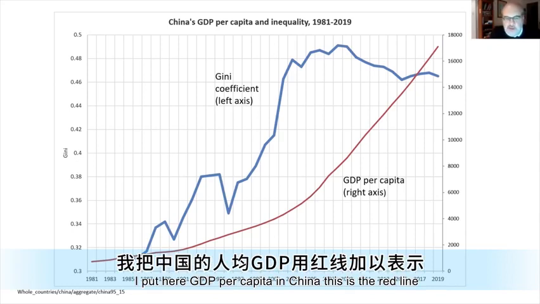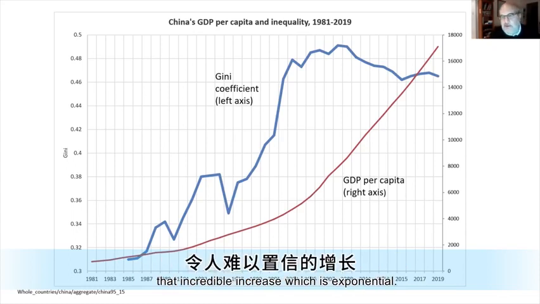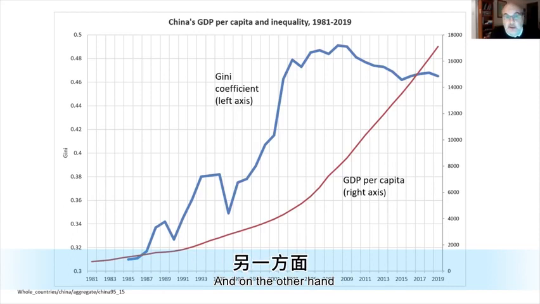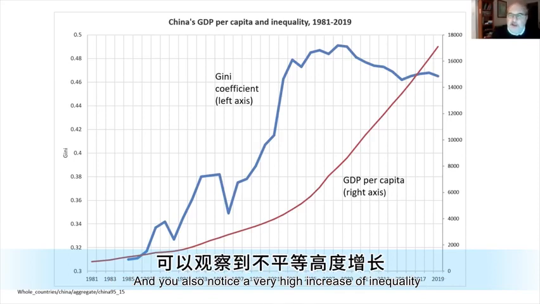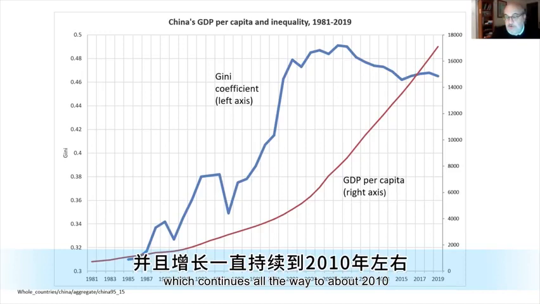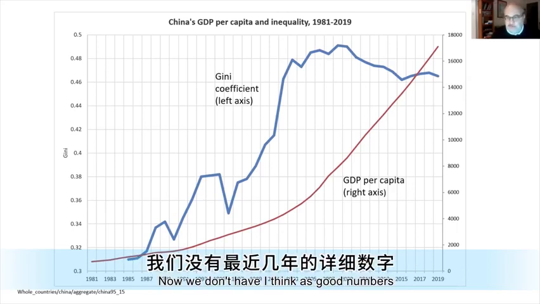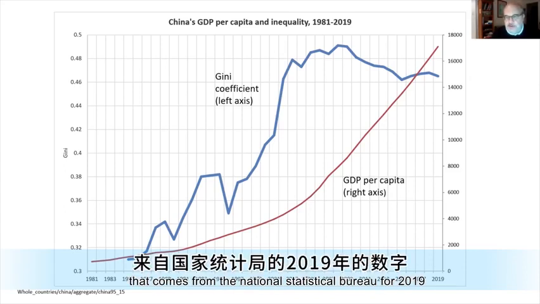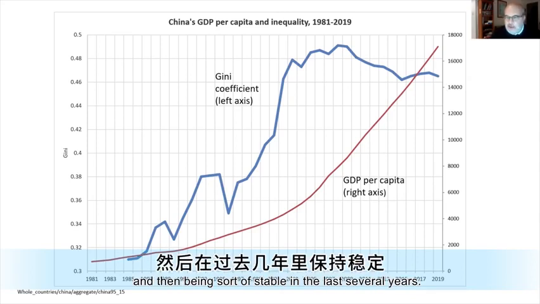I put here GDP per capita in China, this is the red line on the right-hand axis, and of course you notice that incredible, exponential increase. On the other hand, on the left-hand side is the Gini coefficient on the left axis, and you also notice a very high increase of inequality, which continues all the way to about 2010, and then starts going down and is basically flat. Now, we don't have as good, detailed numbers for the very recent years. I've used the number that comes from the National Statistical Bureau for 2019, but you notice inequality going down and then being sort of stable in the last several years.